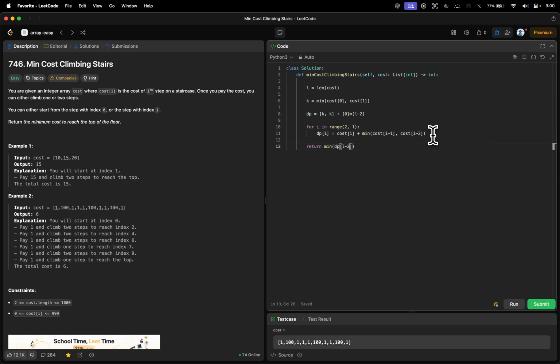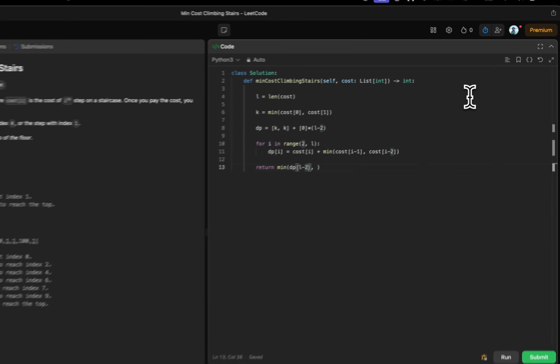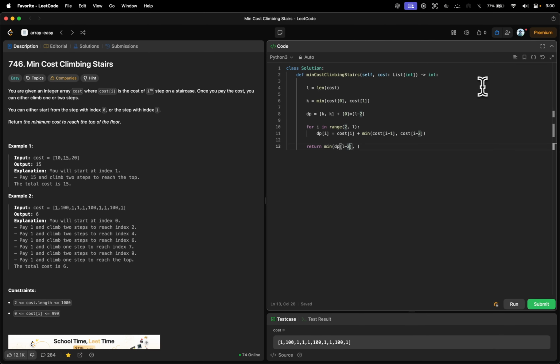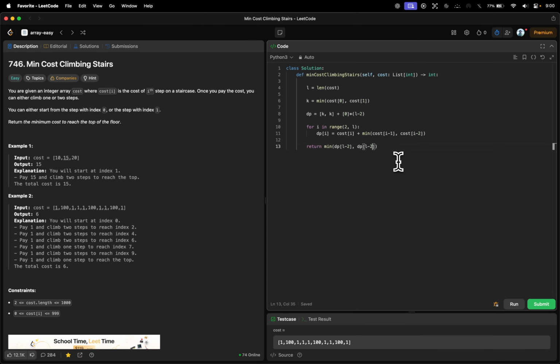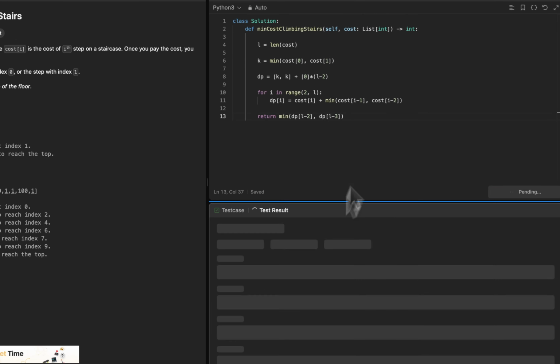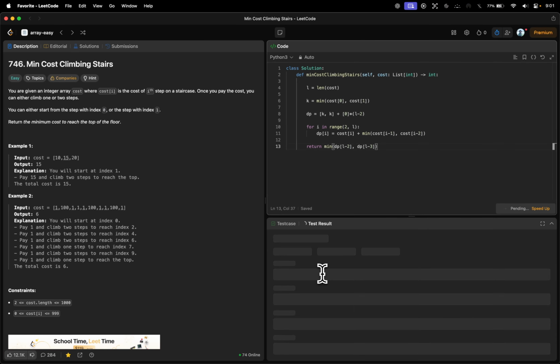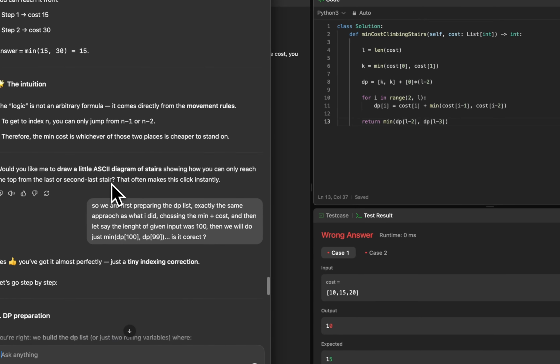L minus 1. L is like 100 minus 2, no? Minus 1 would be what? Let's say if I have 100 elements, the indexing will be 99, and so it will be minus dp of L minus 3. Okay, let's try. Something is fishy, no? Okay, let's look at the solution quickly.